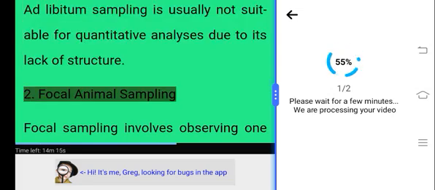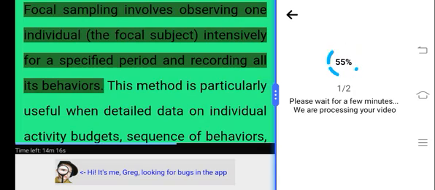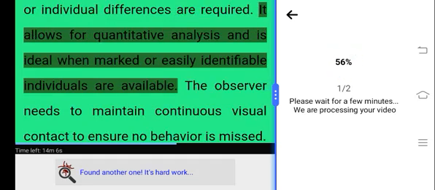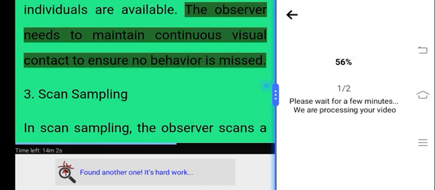2. Focal animal sampling. Focal sampling involves observing one individual, the focal subject, intensively for a specified period and recording all its behaviors. This method is particularly useful when detailed data on individual activity budgets, sequence of behaviors, or individual differences are required. It allows for quantitative analysis and is ideal when marked or easily identifiable individuals are available. The observer needs to maintain continuous visual contact to ensure no behavior is missed.